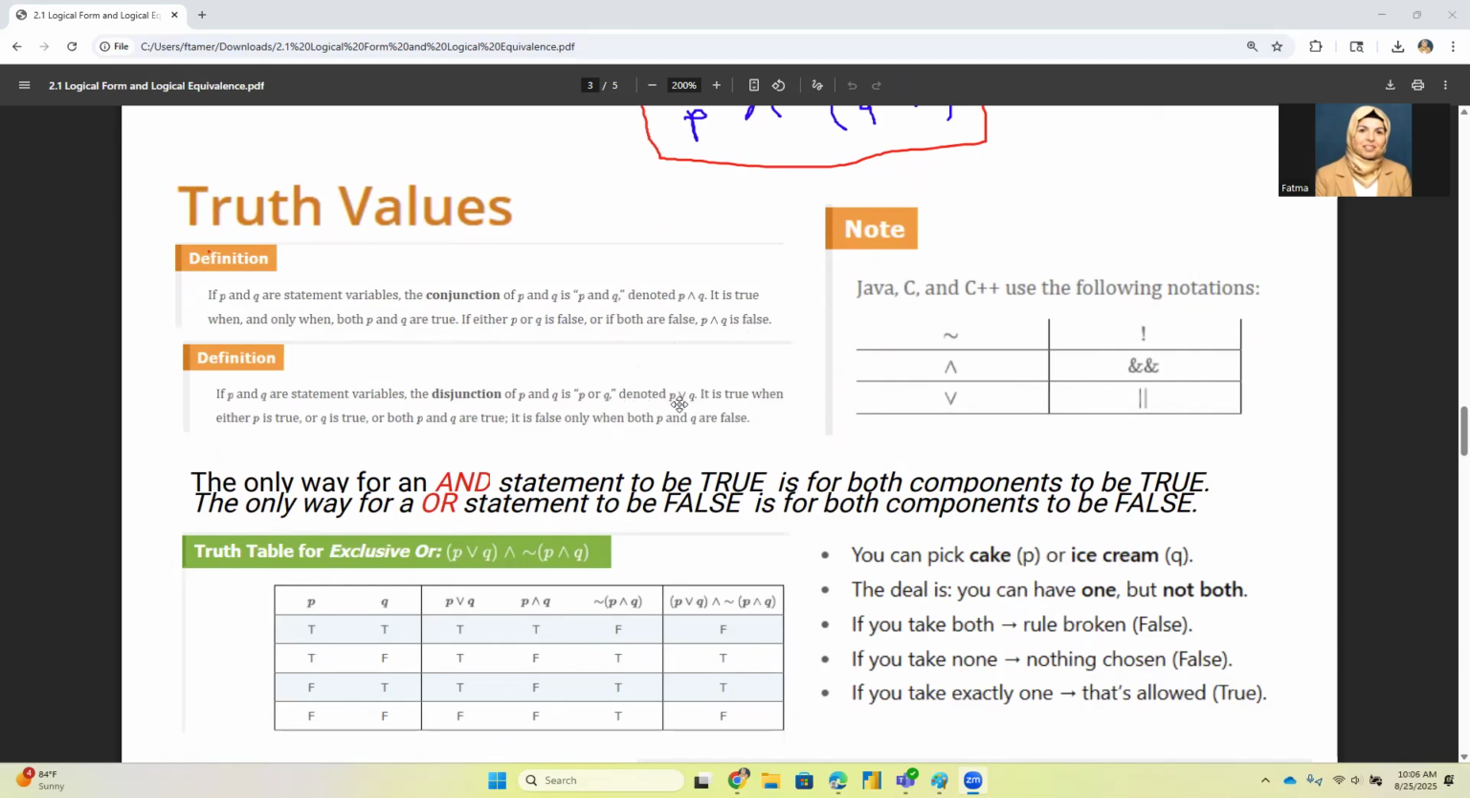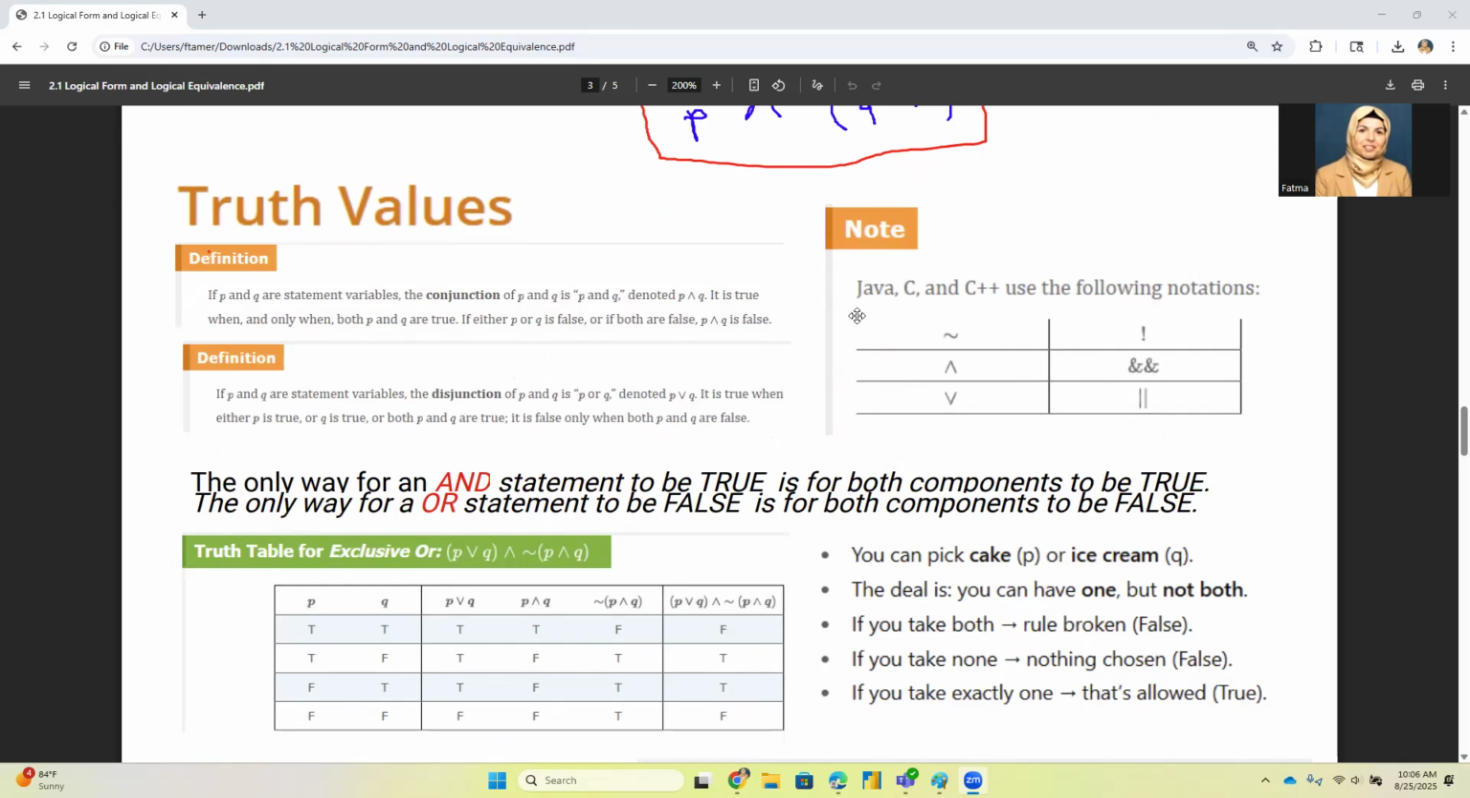This is how we are going to show an or statement, with this V symbol. It is true when just one of them is true, or when both of them are true, and it's only false when both of them are false. So for or to be false, the criteria is both of them have to be false. For and to be true, they both have to be true.